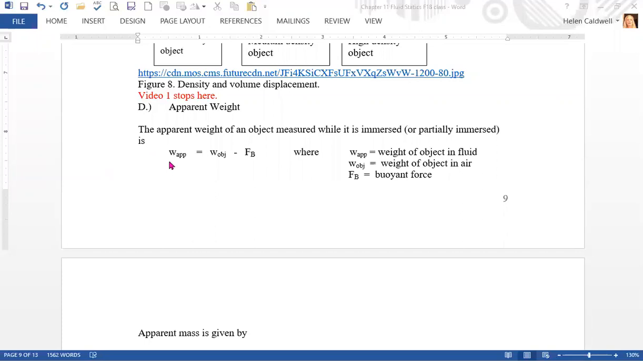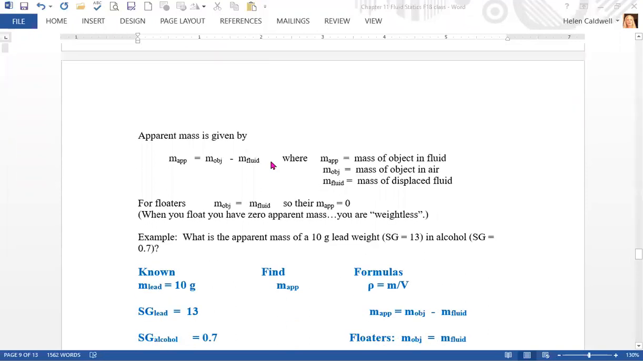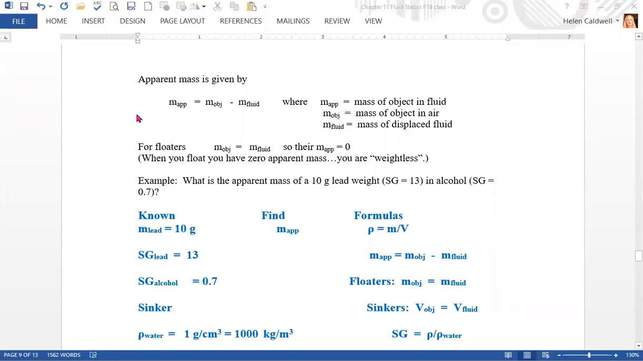The apparent weight will be the weight of the object in air minus the buoyant force. Well, we almost never really want to use this form of the equation. We're going to convert weights to masses, and let's look at the apparent mass. So the apparent mass is equal to the mass of the object in air minus the mass of the displaced fluid. So APP is my abbreviation for apparent, OBJ is my abbreviation for object, and fluid is just fluid. And these little abbreviations are meant to be subscripts, so below the line.